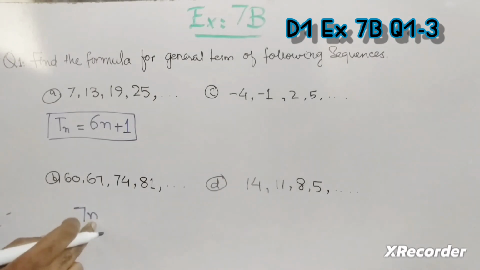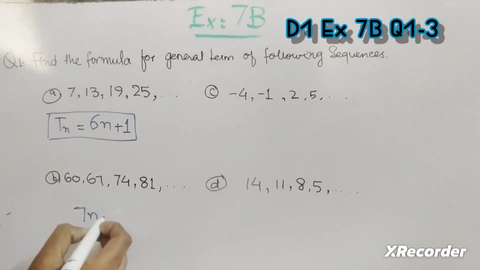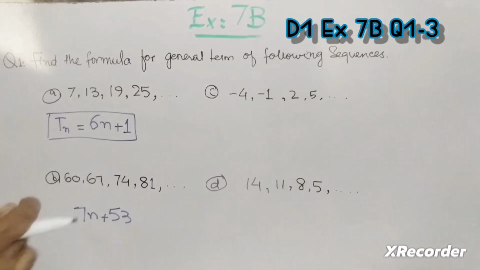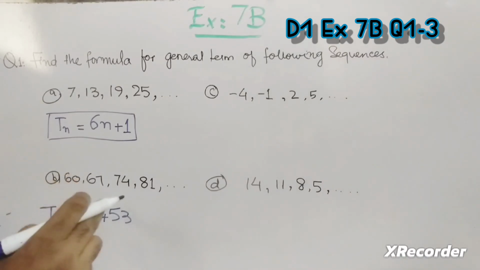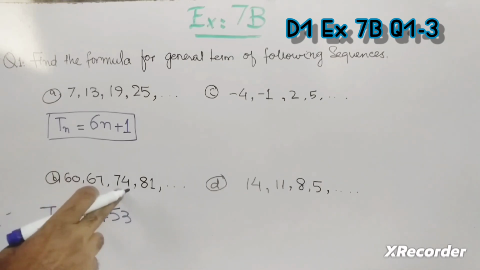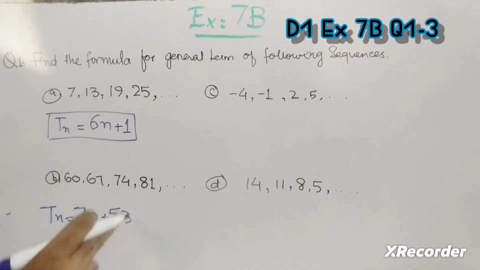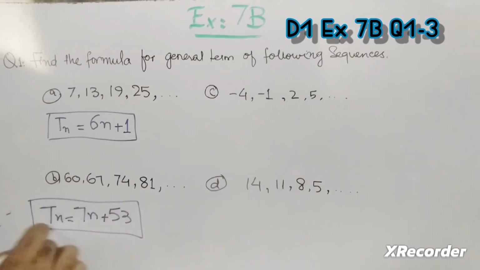For first term 7n is 1, 7 plus, for to make 60 we have to add 53. Now second term 2 times of 7 is 14, 14 plus 53 is 67. For third term 3 times 7 is 21, 21 plus 53 is 74 and so on. So this is our required formula for this sequence.